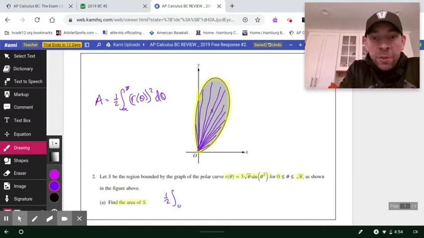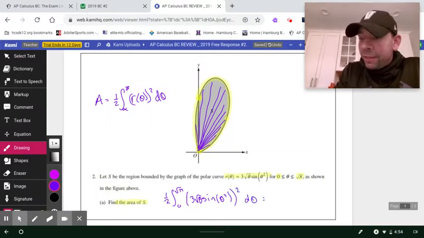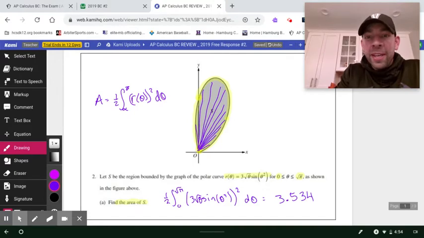So for our particular problem, the area of region S is just going to be 1/2 the integral from 0 to radical pi of that function, 3 radical theta times sine of theta squared, all squared. Plug that into your calculator. I've got my calculator handy here, and I got 3.534 for my answer. That's the area of S.